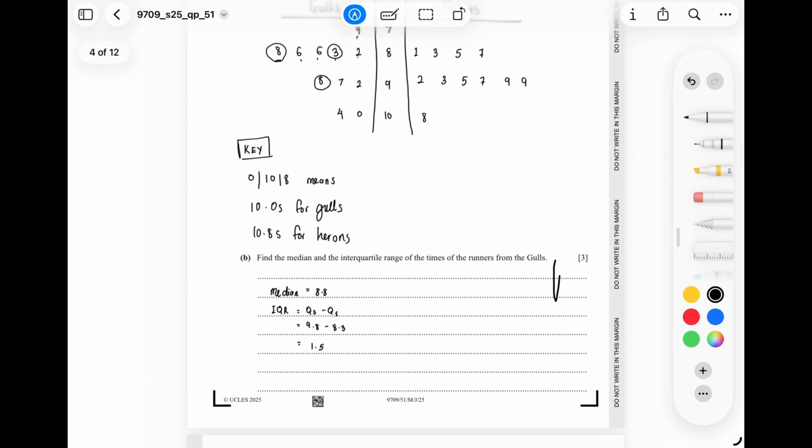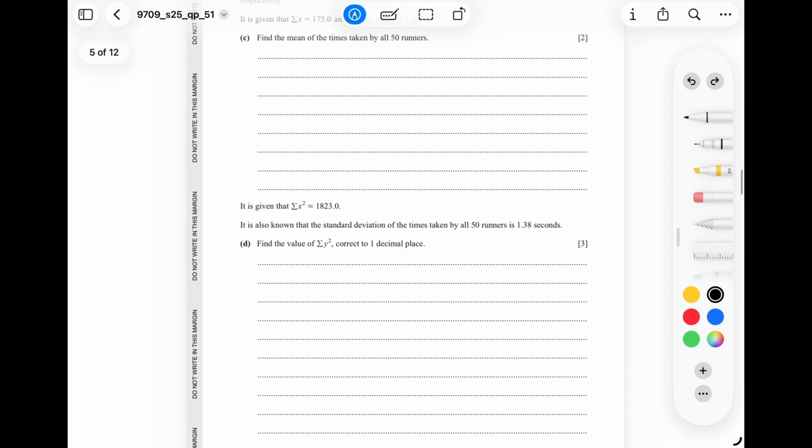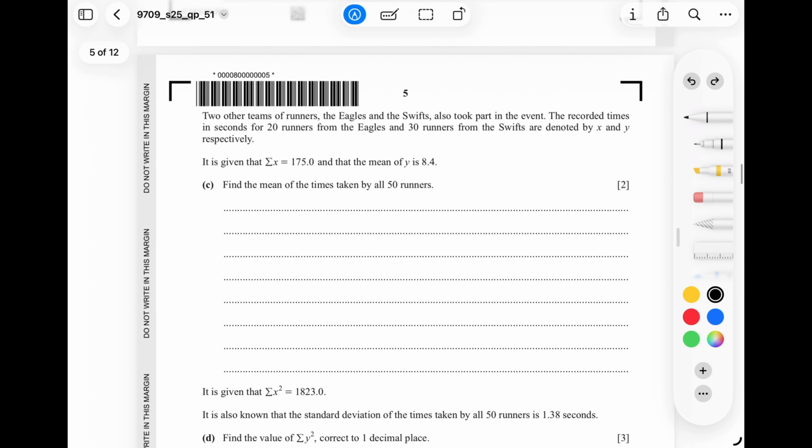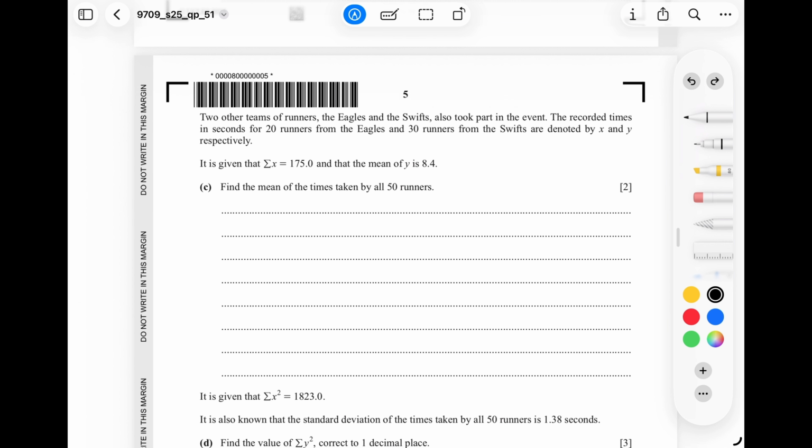Okay, now moving on to the last part of this question. It's just a long question, but it's not that challenging. So there are 2 other teams. And then we have 20 runners from Eagle, 30 runners from Swift. Eagles is X, Swift is Y. It's given that the sum of X is this, the mean of Y is this, find the mean time.